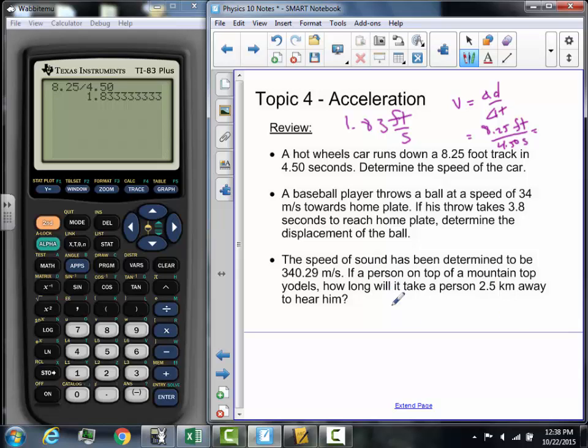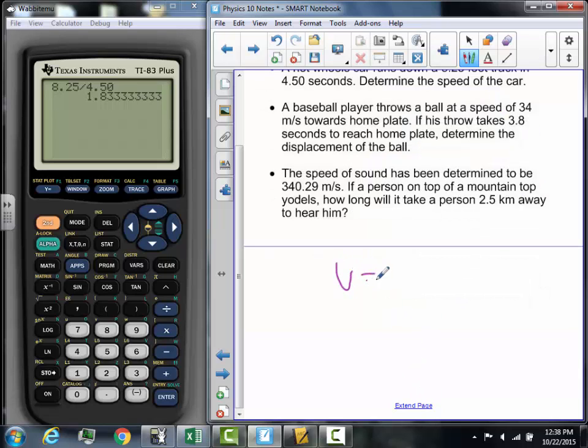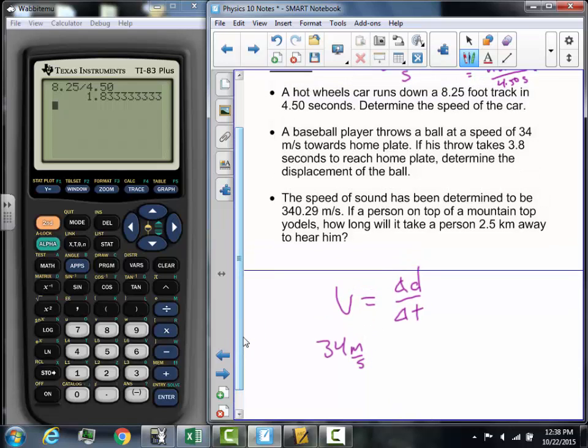Okay. This speed right here, 34 meters per second, is actually the V in the formula. So we actually have the answer, 34 meters per second. And I also told you how long this took. It took 3.8 seconds.